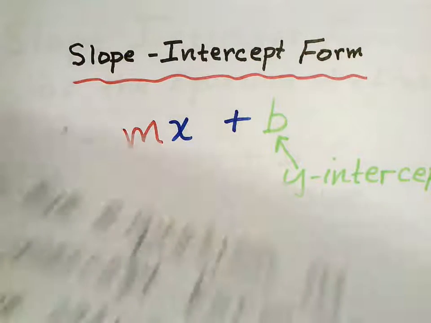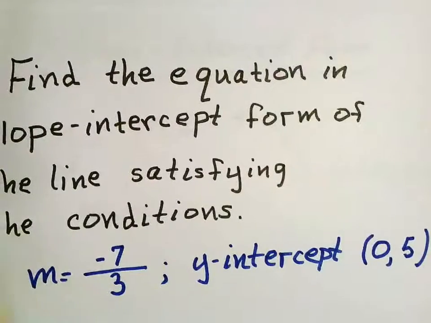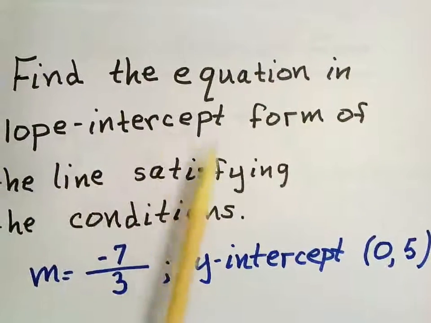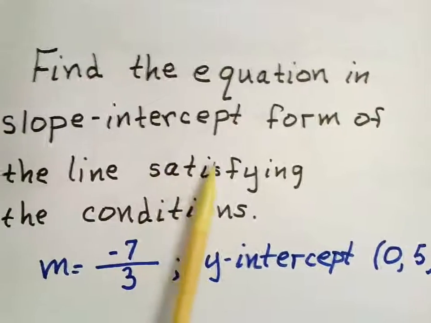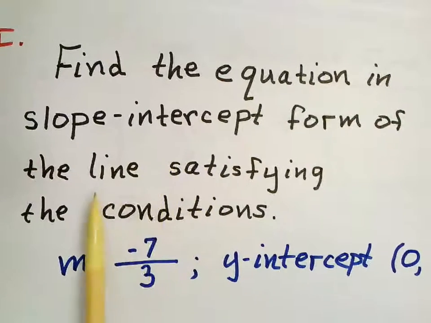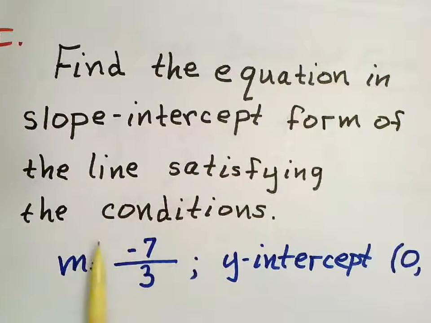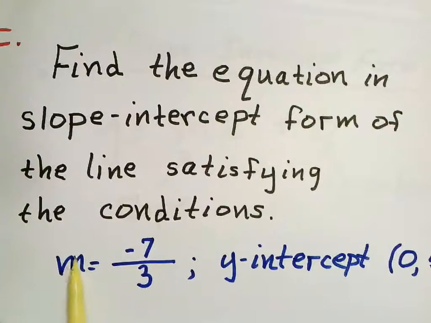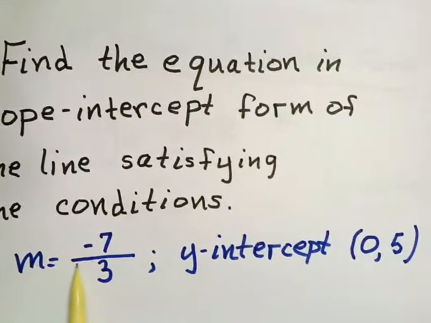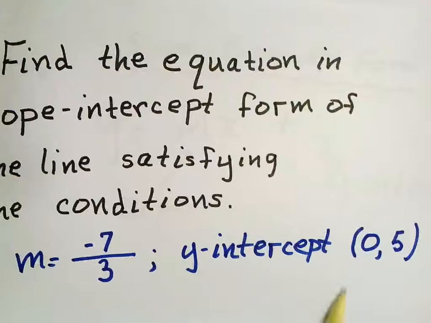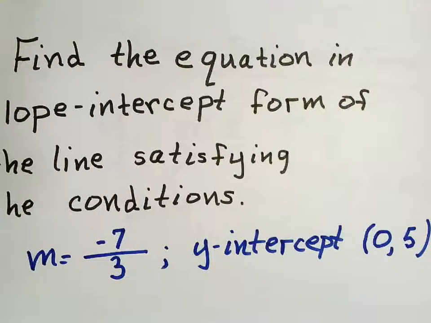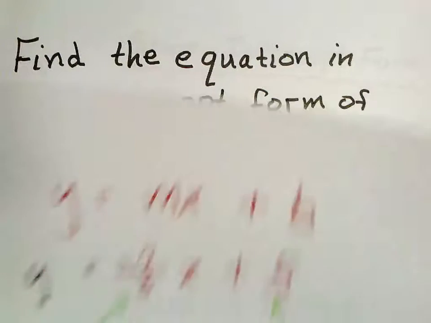Let's look at an example here. It says, find the equation in the slope-intercept form of the line satisfying these conditions. Well, the conditions will be that the slope is negative 7/3 and the y-intercept is (0, 5). So I'm going to write the slope-intercept form for the equation of the straight line.